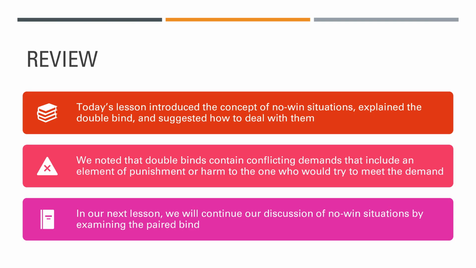Today's lesson introduced the concept of no-win situations, explained the double bind, and suggested how to deal with them. We noted that double binds contain conflicting demands that include an element of punishment or harm to the one who would try to meet the demand. People are often unaware of their existence. The peacemaker's job is to help uncover them so a more cooperative outcome can be developed.